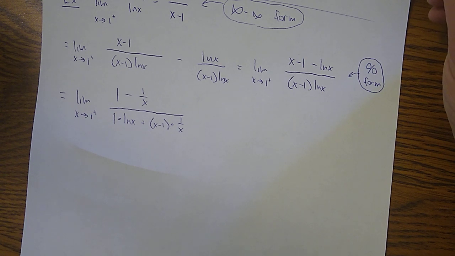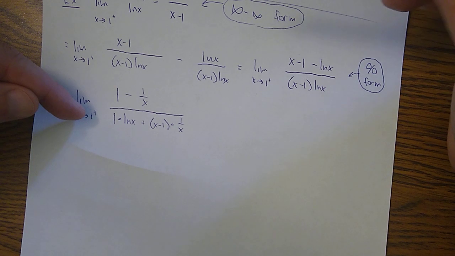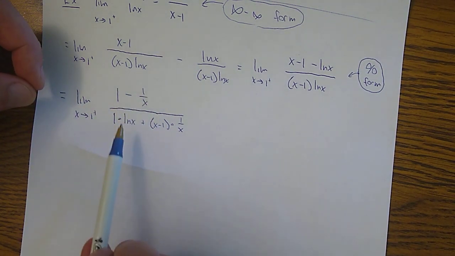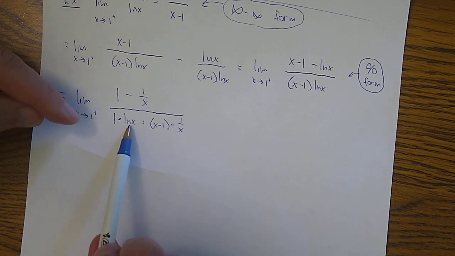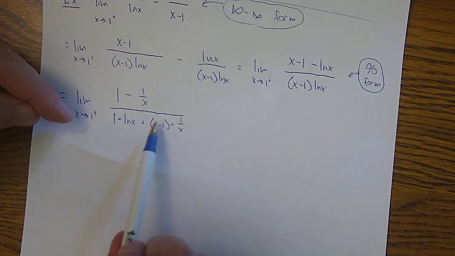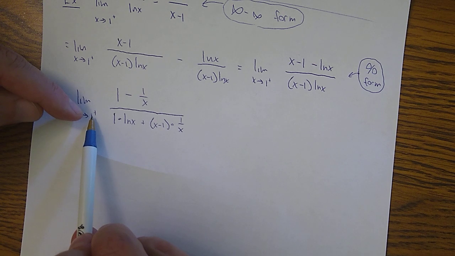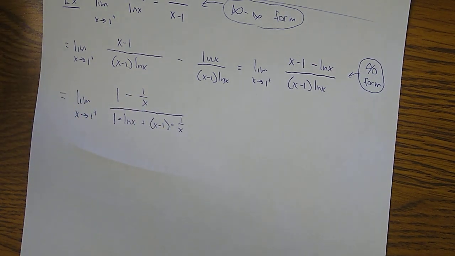I guess let's check something real quick. I'm checking, can I just plug in x equals 1? On the top, I would get 0. On the bottom, I would get, keep in mind, natural log of 1 is 0, so I would get 0 plus, and this would also be 0, because this part is 0. So if I try to plug in x equals 1, I get 0 on the top and 0 on the bottom still. So I still have some work to do.